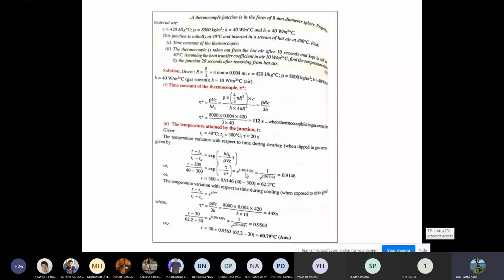I think it is 10 seconds. It is given as 10 seconds. It is a typo here. So 10 seconds, and then you solve for it. The temperature will be 62.2 C, right?